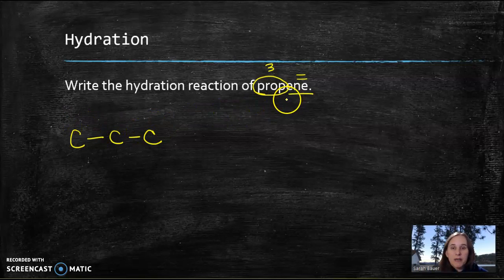Where is my double bond going to go? It doesn't matter, because putting it between carbon 1 and 2 is actually the same as putting it between carbon 2 and 3, because the molecule could be flipped. So that's why there's no number needed on propene.